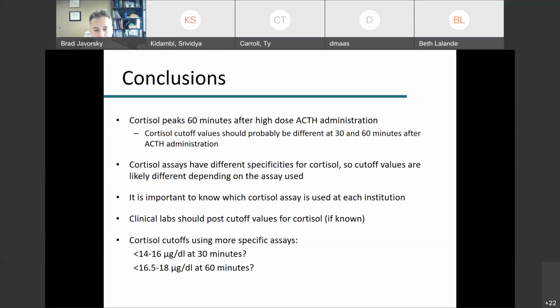And so then, the bottom line question is, well, what cutoff should we use? And it's hard to say. Again, it depends on the assay, but when you look at some of these newer, more specific assays, I'd say that a cutoff of 14 to 16 at 60 minutes is reasonable, and 16.5 to 18 at 60 minutes is a reasonable cutoff. But really, we need good prospective studies that test people to make sure they really do have adrenal insufficiency, and then we can find out what the true cutoff should be.